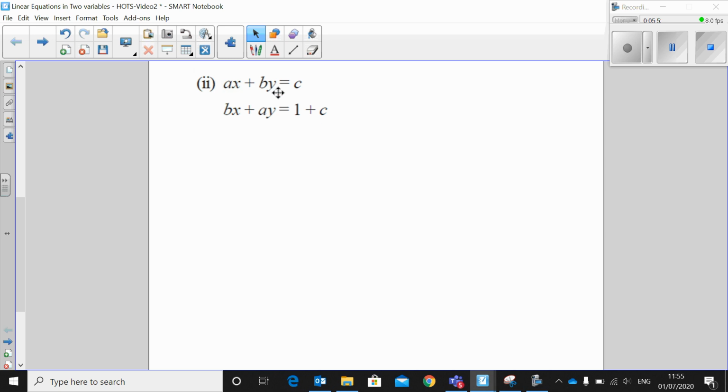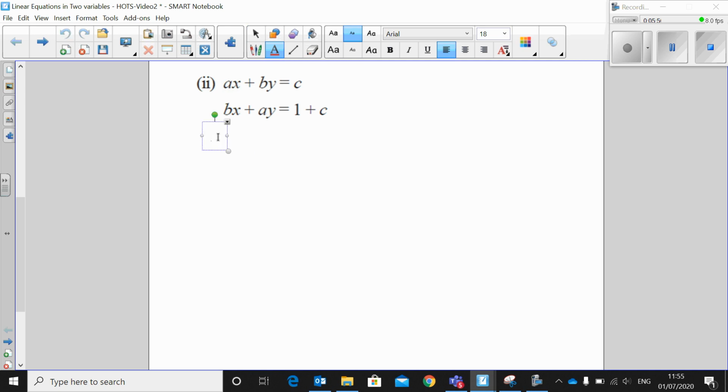So let us start with how to do the cross multiplication method. First we have to bring it to the standard form: ax plus by minus c is equal to 0. Then the next equation becomes bx plus ay minus 1 plus c, which is equal to 0. So we have two equations. Let us solve both of these equations for x and y by the cross multiplication method.